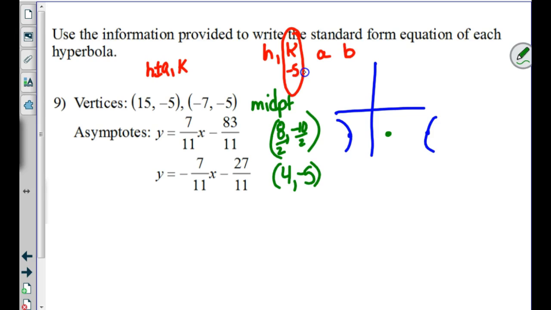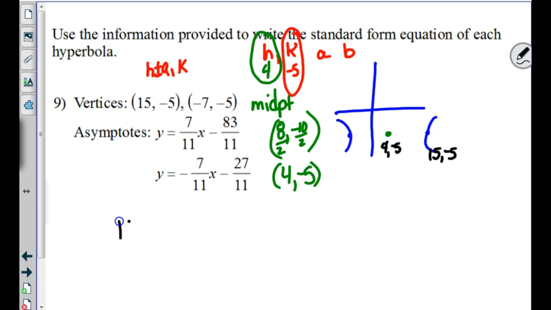So we already figured out that K was -5, but now we figured out H is 4. So now we can find A. By the way, this distance from this center is A. So how far is that from 4, -5 to 15, -5? Okay, should be 11. But we'll use the fancy formula, okay?